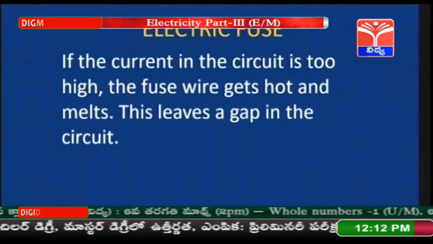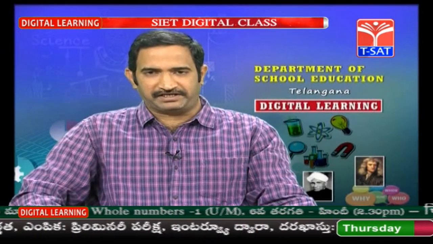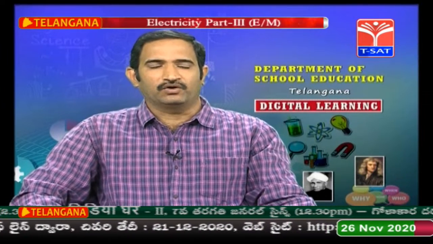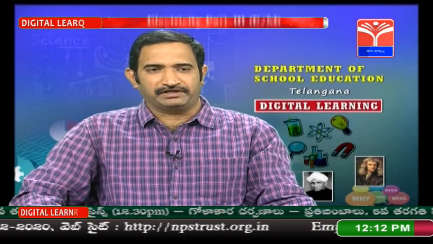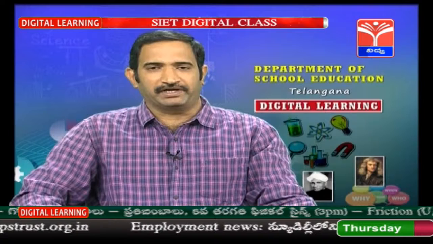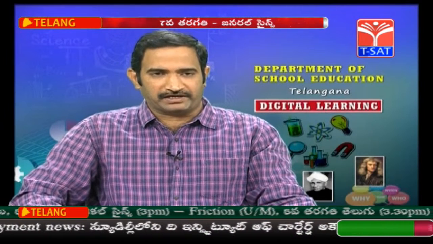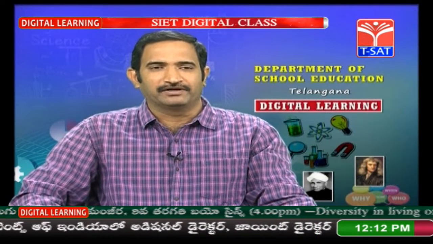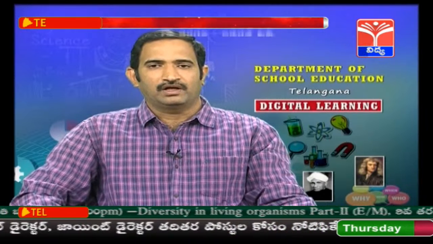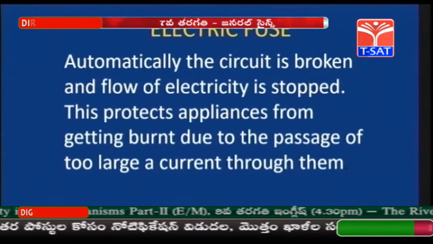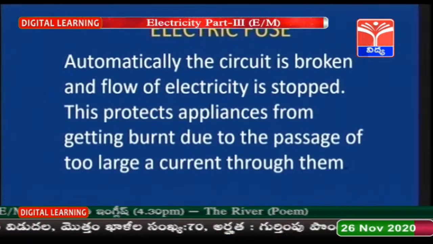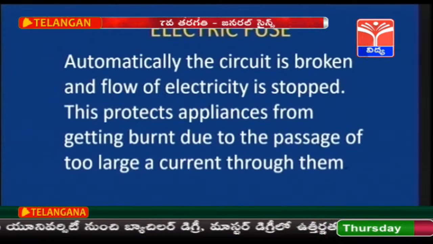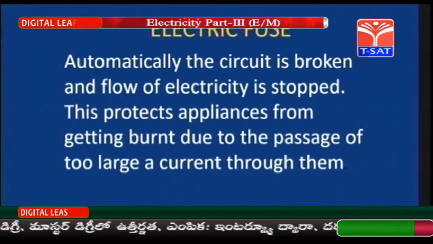That means whenever excess electricity flows through the circuit, this fuse wire melts. Now there will be a gap in the circuit. That means our circuit is incomplete. There won't be any passage of electricity through the circuit, so our electrical appliances will be safer because no power flows through them. Automatically the circuit is broken and the flow of electricity is stopped. This protects appliances from getting burnt due to the passage of too large a current through them.